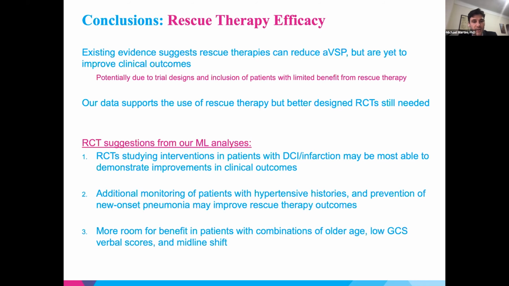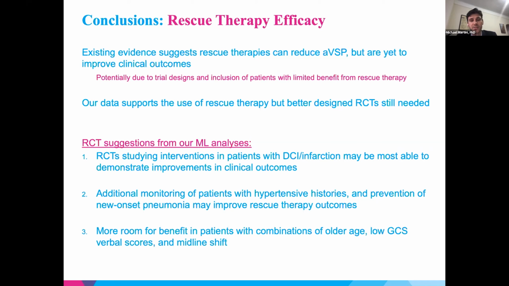And I think that our machine learning analyses do offer a few useful suggestions to do better in the future. First, I think that our findings suggested that DCI and infarction are the most important events to target and prevent in SAH management because they're invariably linked to poor outcome. And trials specifically focusing on intervention in patients with DCI infarction should therefore be able to show, I think, the most significant improvements in clinical outcomes.